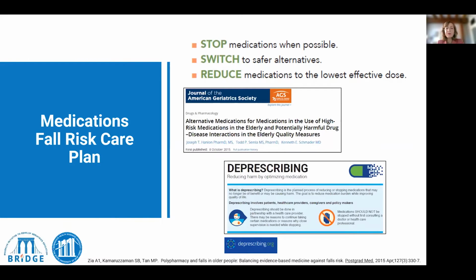A deprescribing plan includes first stopping meds when that's possible, but we know this is tricky, especially when patients have been taking certain FRIDs like benzos for years since they were in their 50s. And so here's where talking about the meds in terms of what's really important to the patient and how the medication plan can be revised to support their wishes and goals. The medication plan can also include switching to a safer alternative or reducing the dosage of the medication to the lowest effective dose.